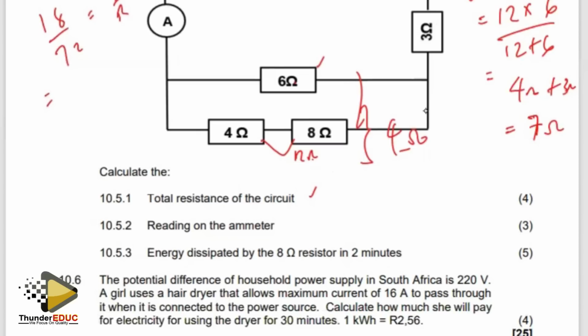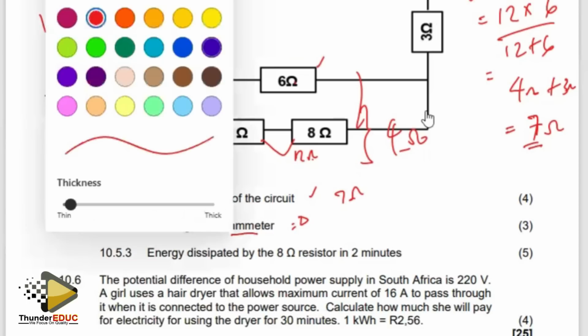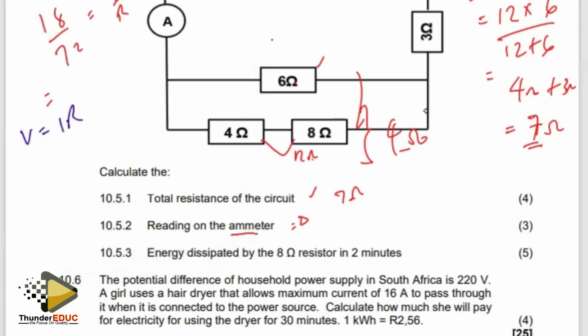Then since we know that the effective resistance is 7 ohms, they want us to get the reading of the ammeter. We know that an ammeter is an instrument that is used to measure current. So from Ohm's law, we can say that V is equal to IR, which means our current I will be V over R. Our EMF was 14. The resistance we got was 7. So 14 over 7 is going to give us 2 amps. Okay, so 2 amps will be our current that is passing through there. And then 10.5.3, they want the energy that is dissipated by the 8 ohm resistor.